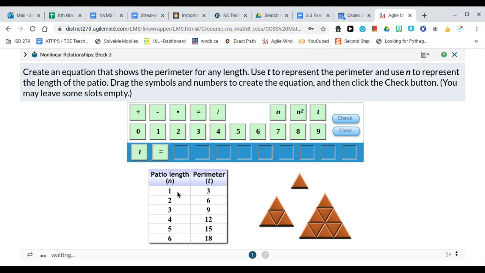So what's happening, it looks like, is 1 and 3. 1 times 3 is 3. 2 times 3 is 6. 3 times 3 is 9. 4 times 3 is 12. So it looks like we're multiplying everything by 3. So we get t equals 3n.